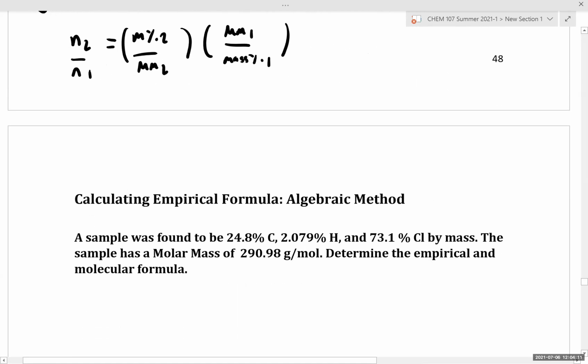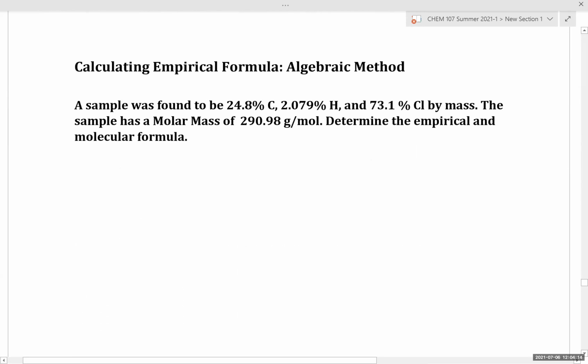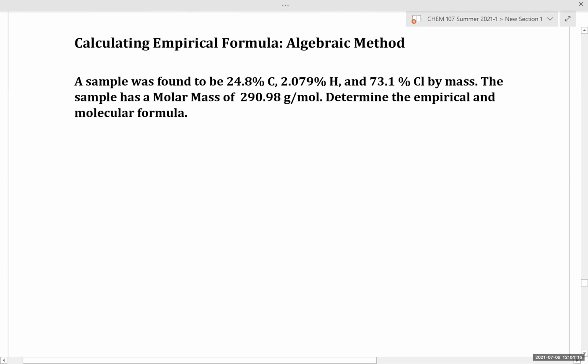Okay, so let's try to apply what we've learned and showcase how we would calculate the empirical formula and the molecular formula for the following example. We're given that a sample was found to be 24.8% carbon, 2.079% hydrogen, and 73.1% chlorine by mass. The sample has a molar mass of 290 gram per mole, and we're asked to determine the empirical and molecular formula. So let's start with our empirical formula.